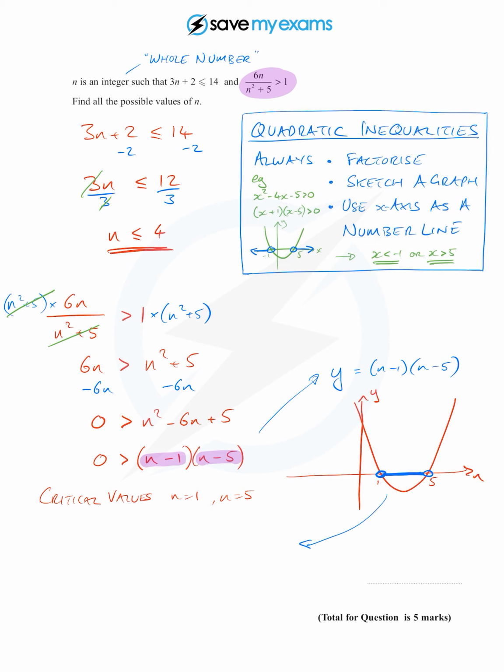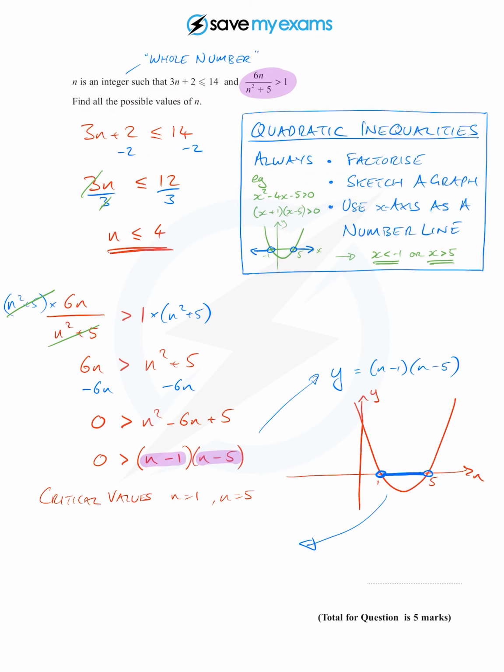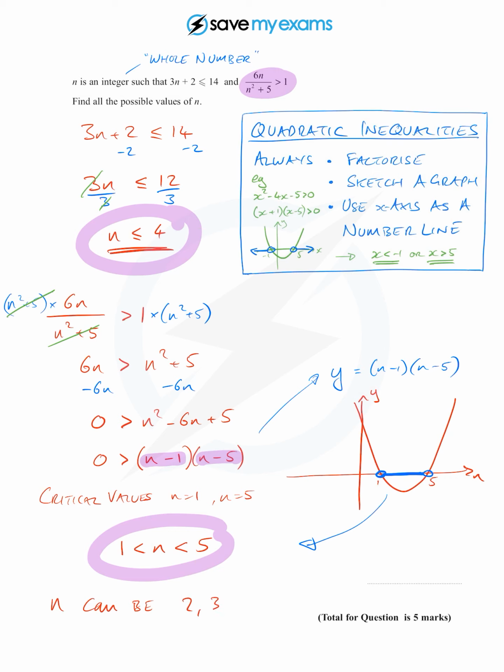And now, as I say, use it as a number line. Just read that off. Well, that's 1 is less than n is less than 5. And so n has to be between those two values. It also has to be, go back to here, less than or equal to 4. And from here, it has to be between 1 and 5. And so my only answers are, so n can be 2, 3, or 4. And that is that.